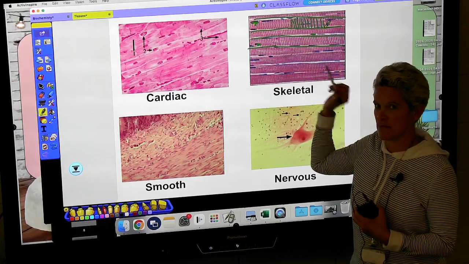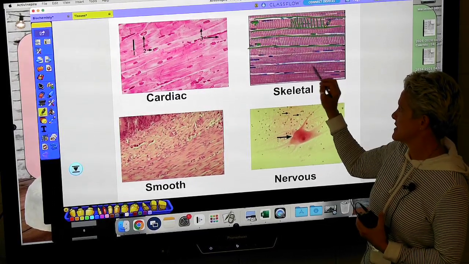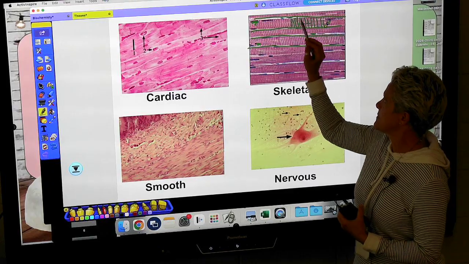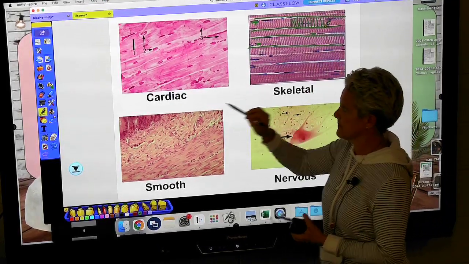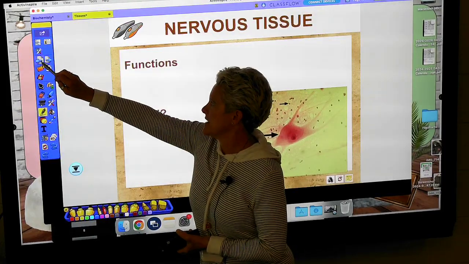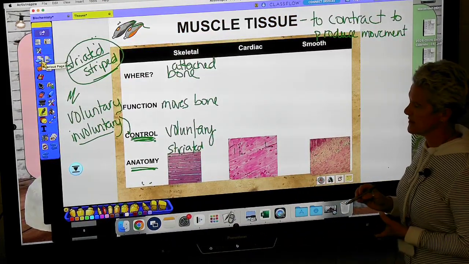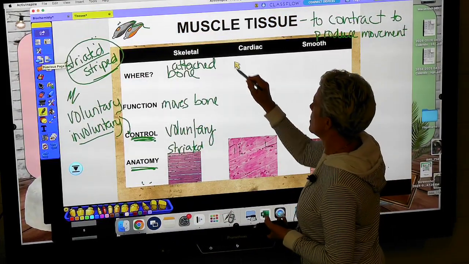Okay, it's attached to the bone. So that's skeletal muscle, and that's what it'll look like. All right, long strips with striations running this way, perpendicular to the strips. Okay? All right, so next is cardiac muscle, and cardiac muscle is in the heart.